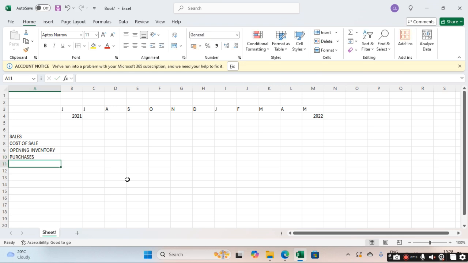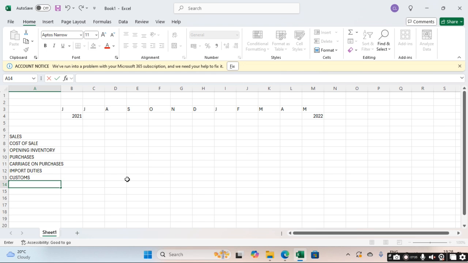and then we have our carriage on purchases, and then we also have import duties, and then we also have customs, then we also have our closing. So we less closing inventory. I'll just put it in brackets just to indicate that we're lessing the closing inventory.